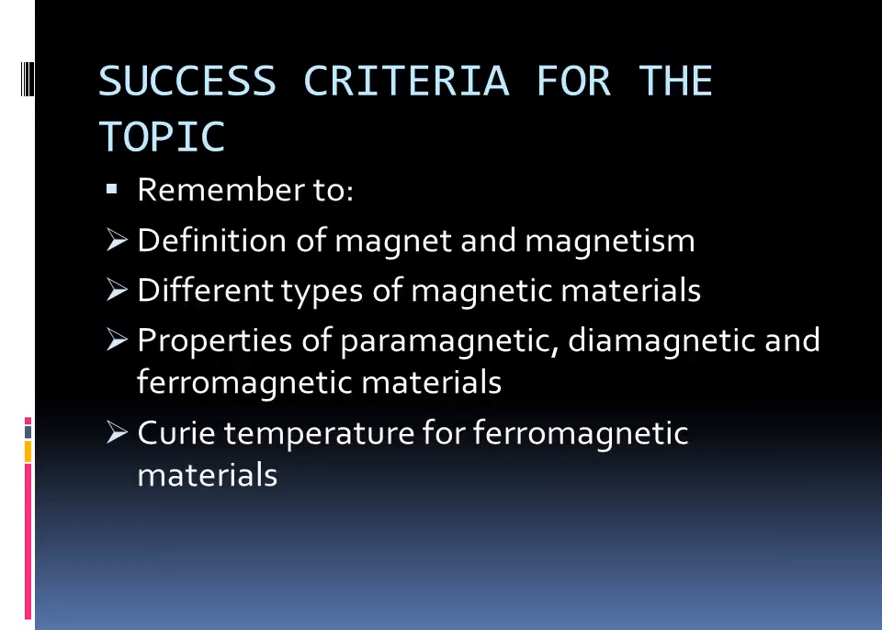Dear students, now in the end, I would like to share the success criteria for this topic. Please try to remember the definition of magnet and magnetism, different types of magnetic materials, properties of paramagnetic, diamagnetic and ferromagnetic materials, and Curie temperature for ferromagnetic materials.